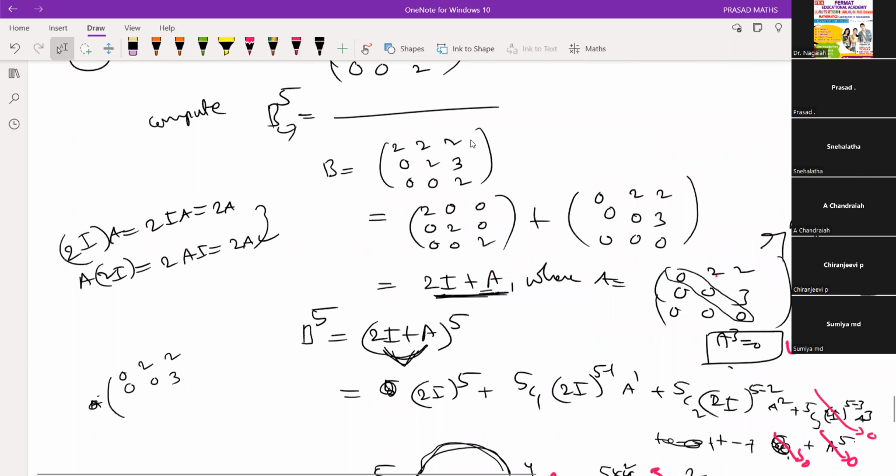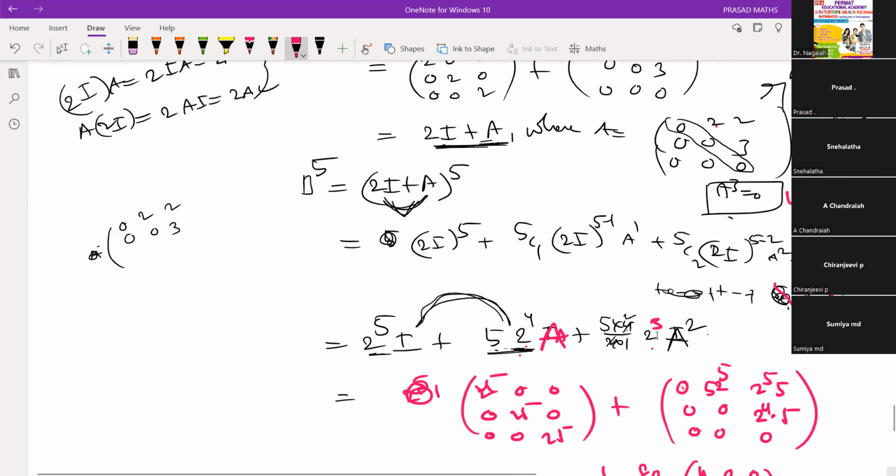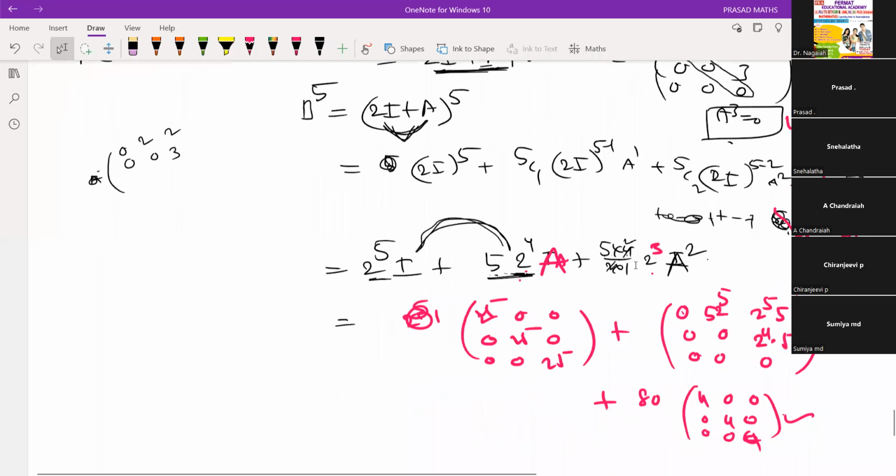B power 5, actually, make it an example. B power 10 also you can compute, B power 100 also. This is a simple technique. So only the terms nullify every time. You just need to do only two terms, three terms. This is actually the best tip. Suppose you take this.